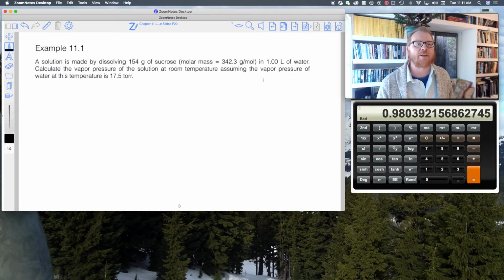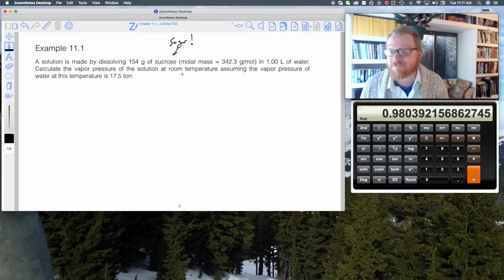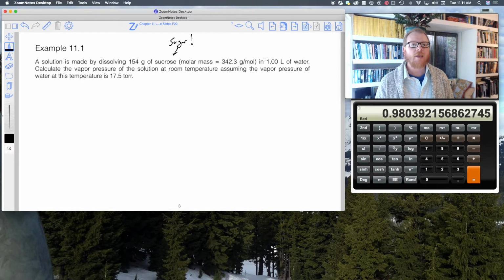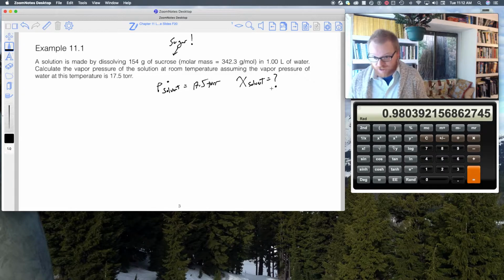So let's do a sample calculation here. A solution is made by dissolving 154 grams of sucrose, so that's table sugar, right? Which is definitely non-volatile, it's a solid, in 1 liter of water. Calculate the vapor pressure of the solution at room temperature, assuming the vapor pressure of water at this temperature is 17.5 torr, okay, great. So we can already say that P solvent equals 17.5 torr. So now what we need to do is calculate the mole fraction of the solvent.